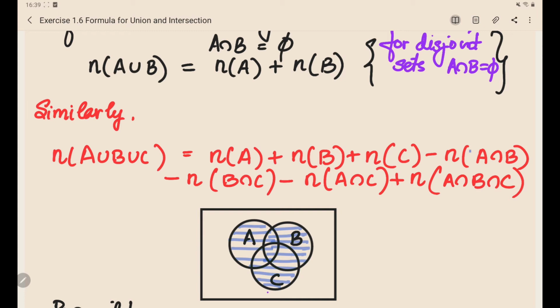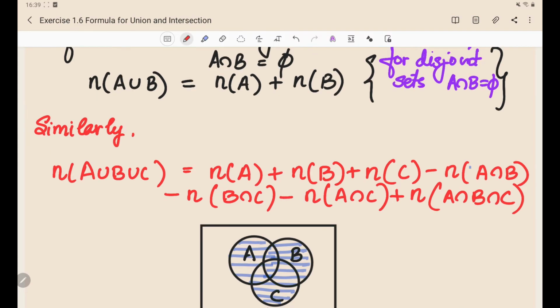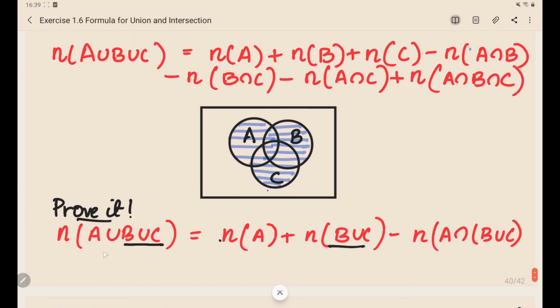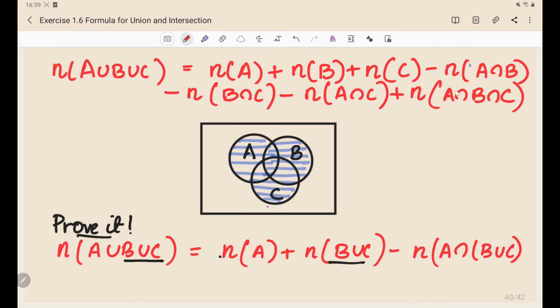That is n of A intersection B intersection C. Now let's see how to prove that. It is given that n of A union B union C is the same as n of A plus n of B union C minus n of A intersection B intersection C. So if you can derive this formula from this section, then you can say that this formula is valid and you can use it for several questions. So let's directly prove that.